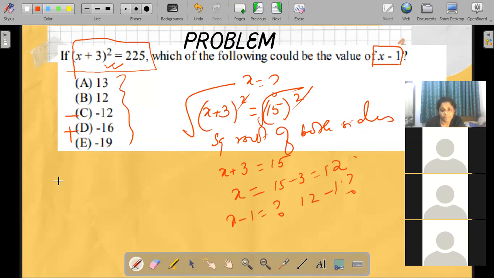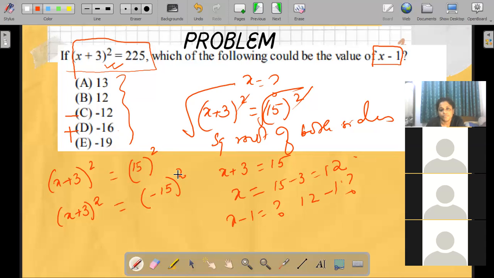So that means somewhere I have done wrong. And this is the trap again. Everybody knows you're going to do it this way. So let us go back again. X plus 3 whole square is equal to 15 square, right? Yes, ma'am. I can also write it as x plus 3 whole square is equal to minus of 15 whole square. Can I write this or I can't?